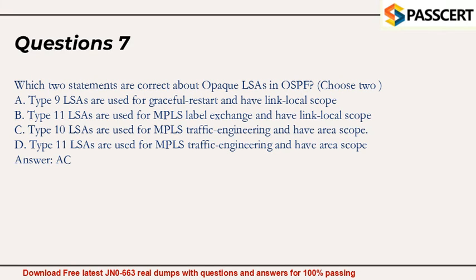Question 7. Which two statements are correct about opaque LSAs in OSPF? Choose 2. A. Type 9 LSAs are used for graceful restart and have link-local scope. B. Type 11 LSAs are used for MPLS label exchange and have link-local scope. C. Type 10 LSAs are used for MPLS traffic engineering and have area scope. D. Type 11 LSAs are used for MPLS traffic engineering and have area scope. Answer: A, C.